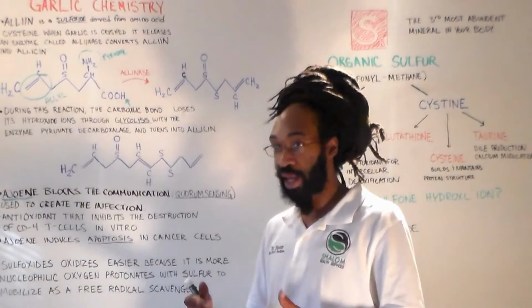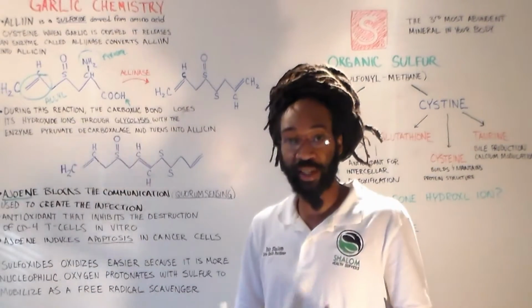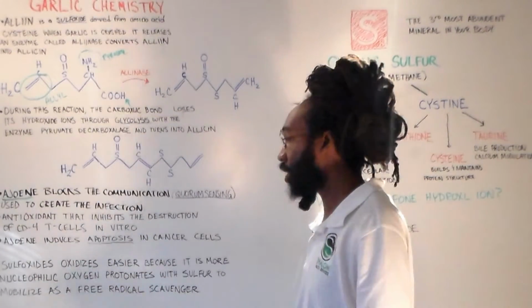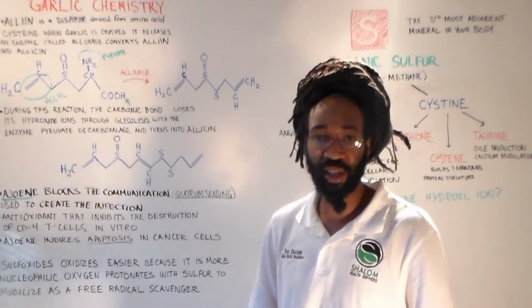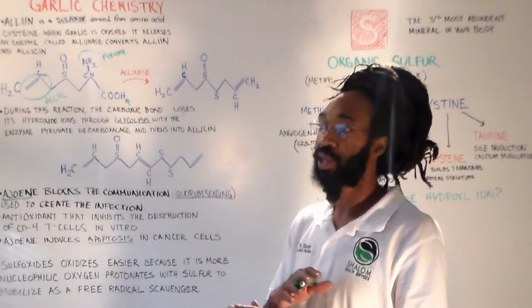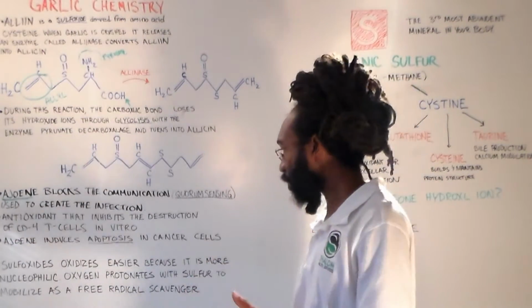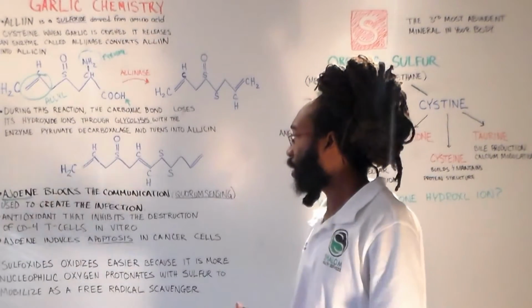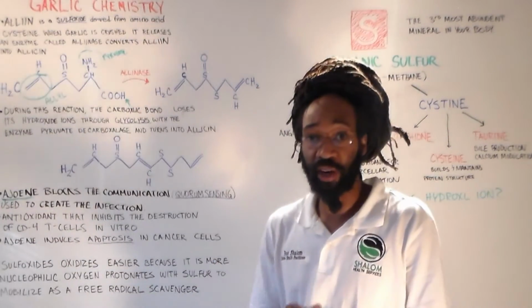Apoptosis is programmed cell death, or basically natural cell death. You get rid of all the cancer cells like that. You get rid of viral cells like that. You get rid of tumor cells that way. That's why garlic is very, very important.